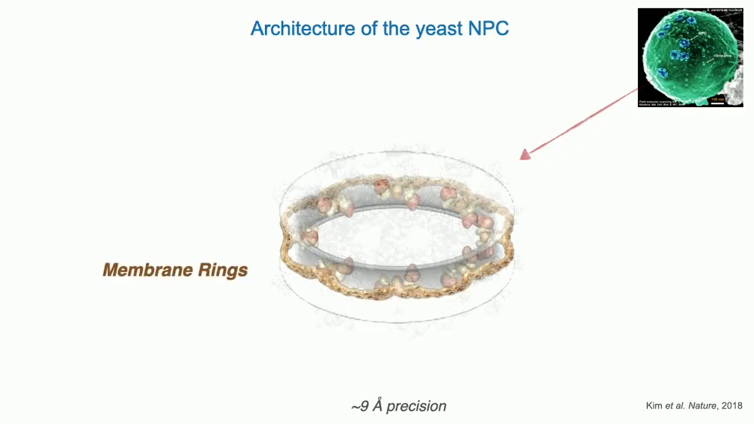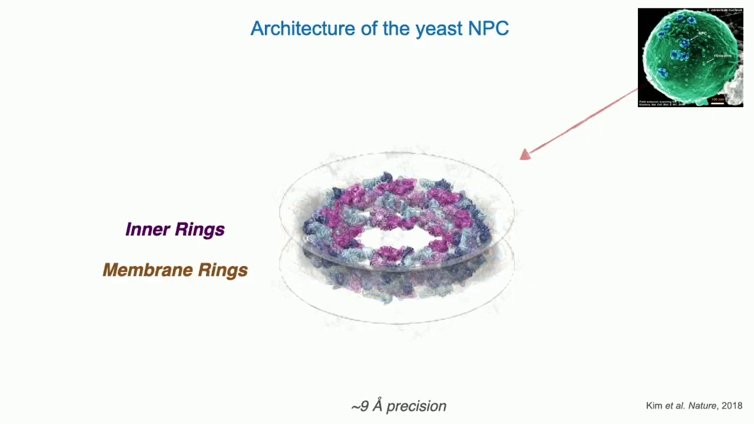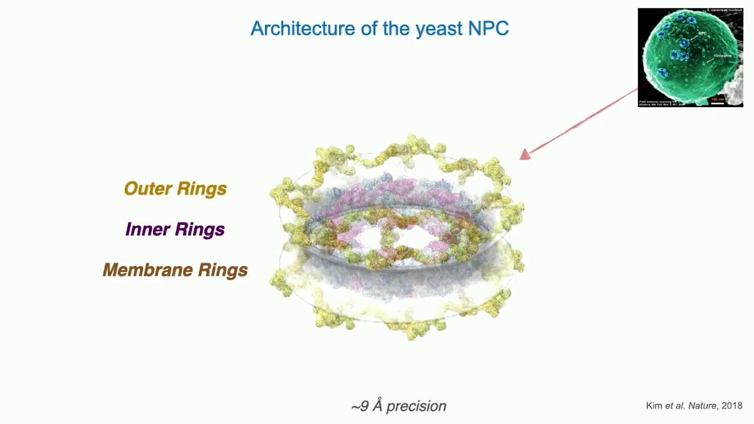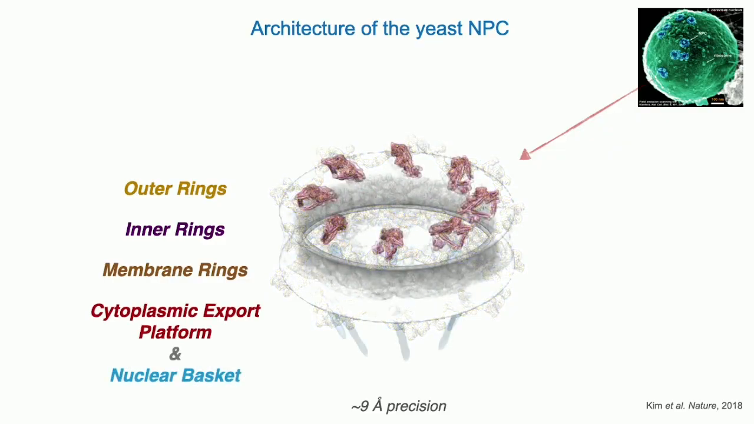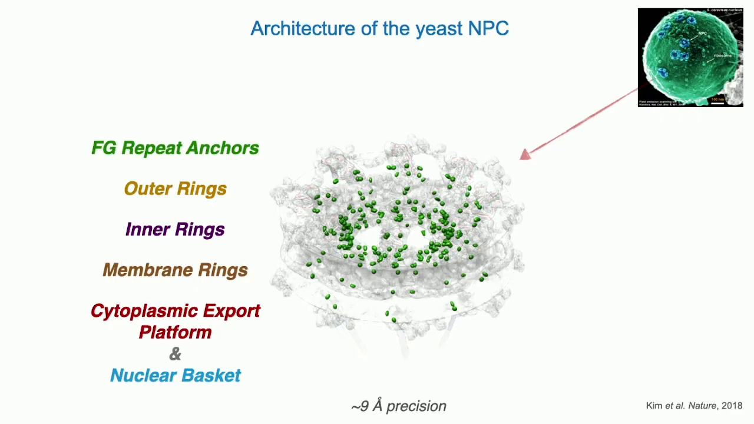In gray, you have a nuclear envelope, a cross-section or small section of it. In brown, there's a so-called membrane ring consisting of proteins that anchor the NPC into the nuclear envelope, on top of which there are inner rings, and then there are outer rings on top of the inner rings, and then there are these functionally important modules of the system that interact with cargo as it passes through. And maybe most important functionally, there are the FG Nups on the inner side of the pore.